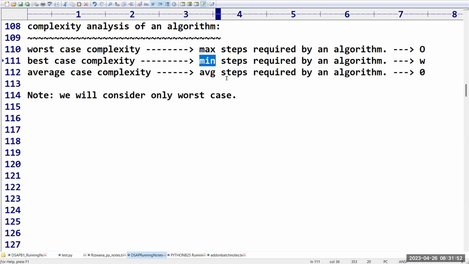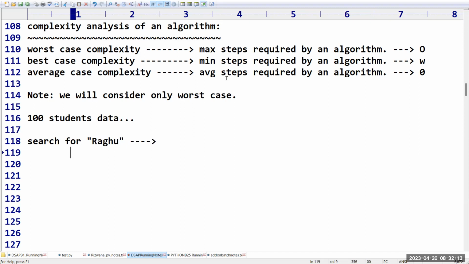One more example I will give you. Consider I have 100 students' details, 100 students' data. Someone asks me to search for the student called Raghu. When I start searching, if we get the result at the very first location, suppose it is available at the very first location, then this case is called the best case.